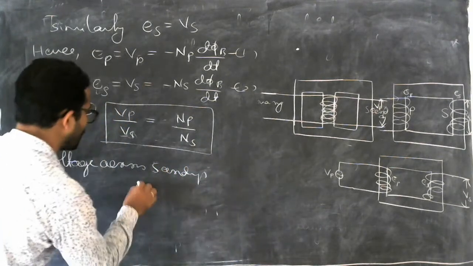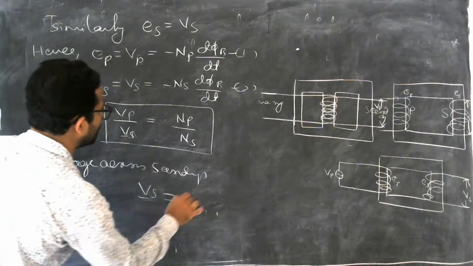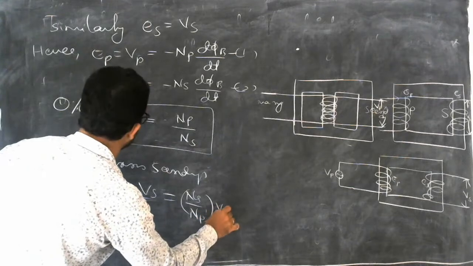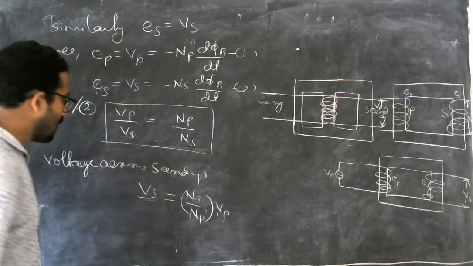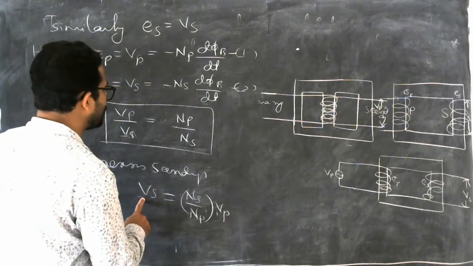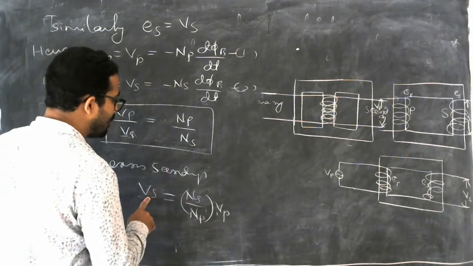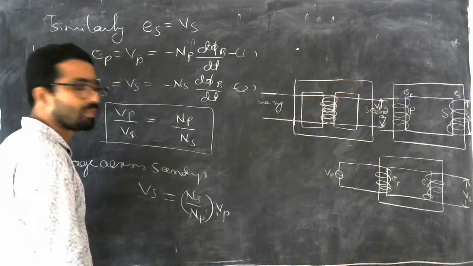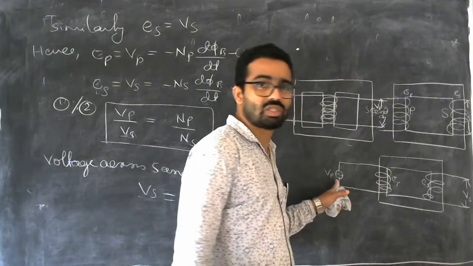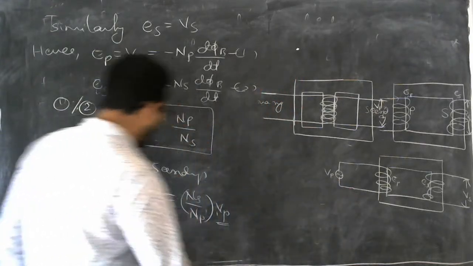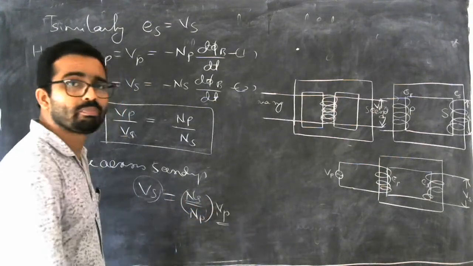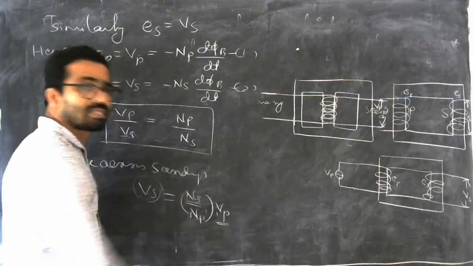Primary. So Vs is equal to Ns by Np into Vp. Now see here, Vs is directly proportional to Ns and Vs is inversely proportional to Np. Vp is a constant one because we are providing one constant potential level. So the variation of Vs depends upon Ns and Np. Let's talk about this Ns.